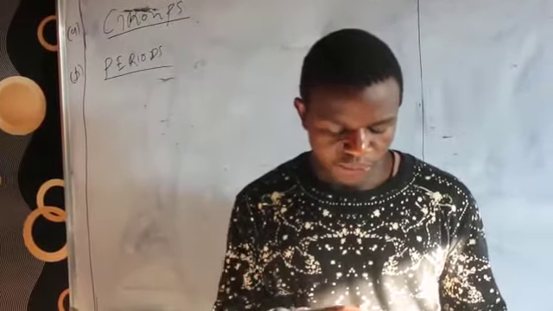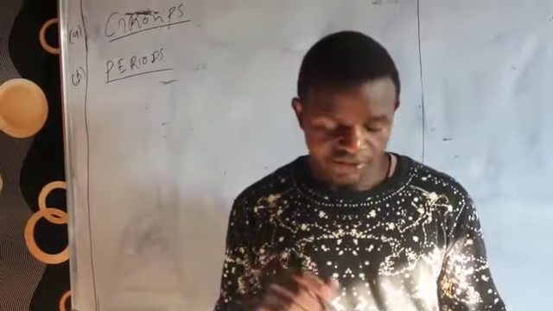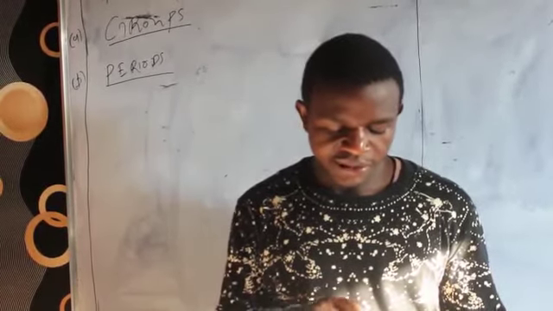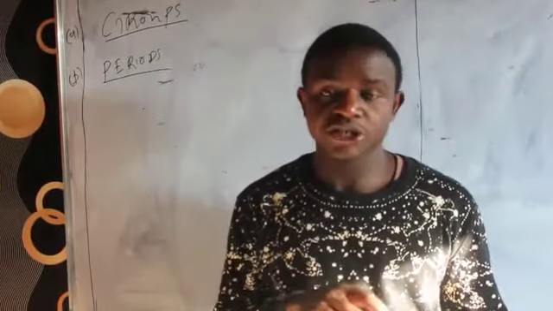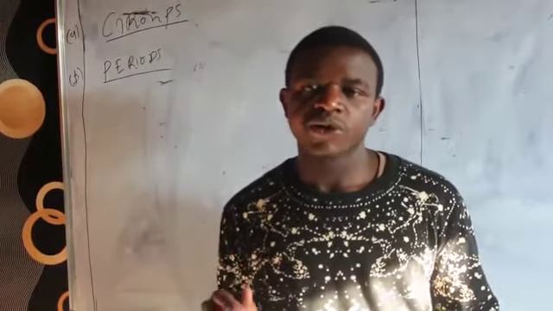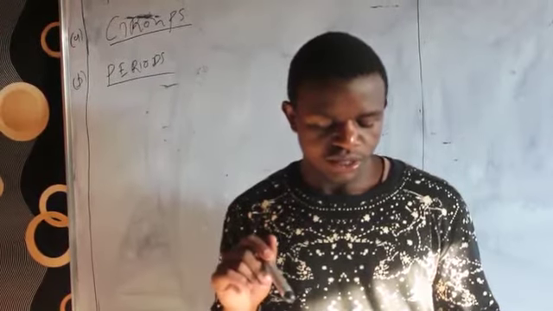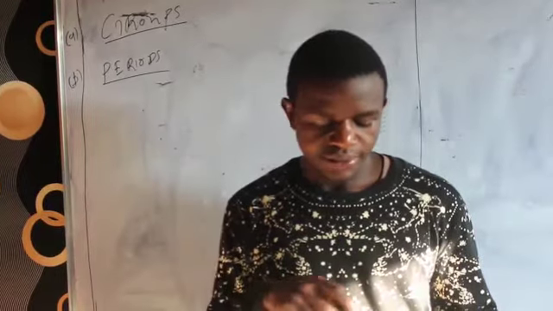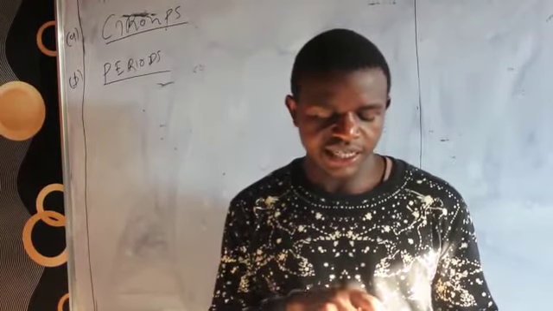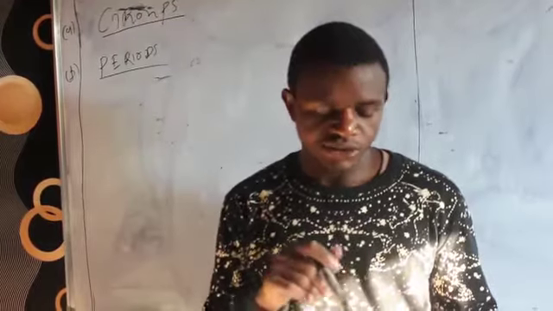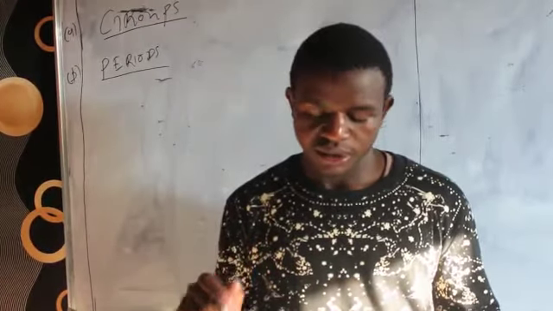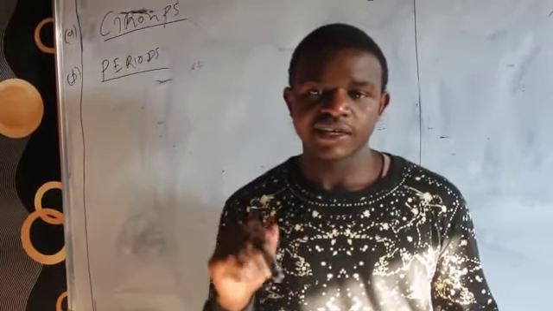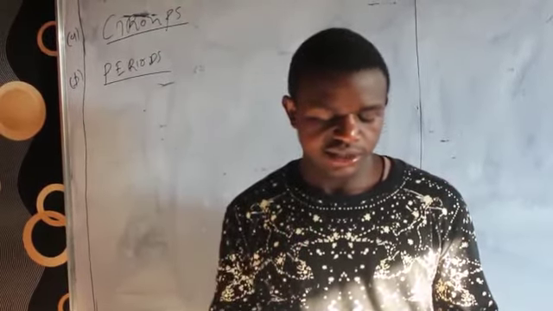Then if we go to period 2, the elements from lithium to neon are in period 2, and the reason is because they have 2 electronic structures. Then if we look at the elements that are in period 3, so from sodium to argon, they are in period 3 because they have 3 electronic structures.